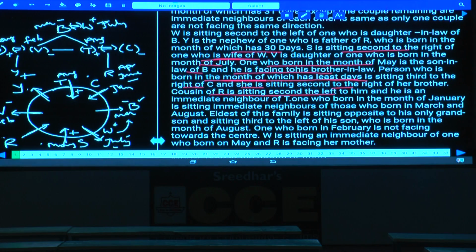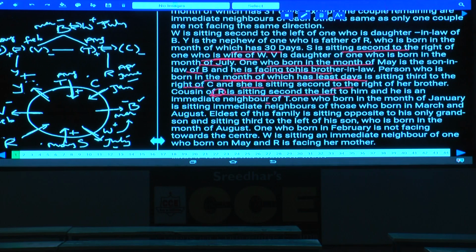Y is seated second to the right of R, and cousin of R is seated second to the left of him. Second to the left of him, if you take YR, YR, isn't it? Then if you take in this case, and he is an immediate neighbor of T or not. As this person is an immediate neighbor of T, Y cannot be at this place, because T is fixed there. As T is fixed here, T and Y are adjacent to each other, hence Y will be there.